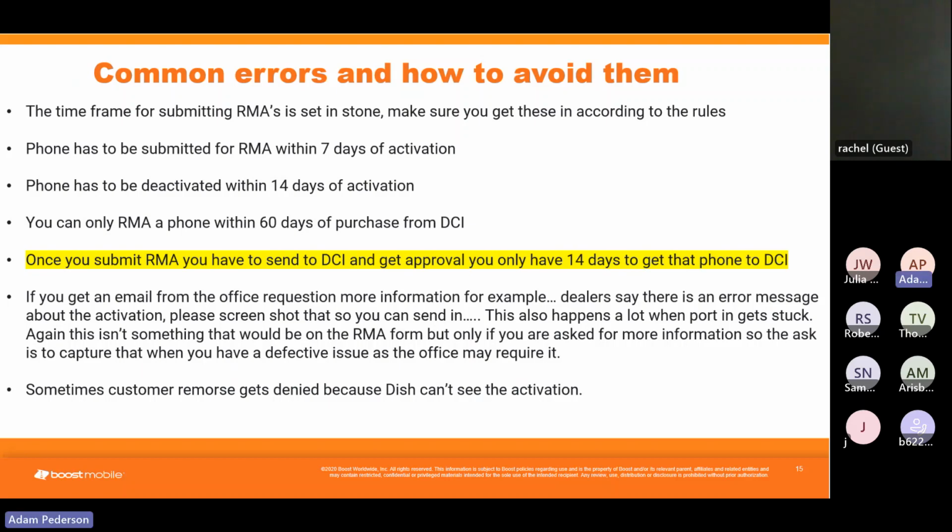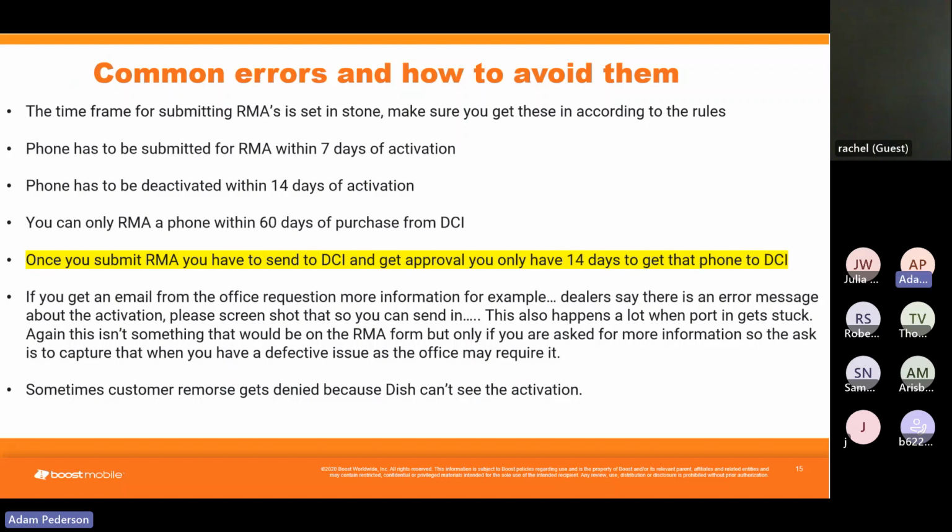So if you submit it for an RMA within 7 days but didn't deactivate it right away, you've got a little bit of leeway, but you only have 14 days total. That should be done before you submit the RMA. You can only RMA a phone within 60 days of the purchase from DCI. So that goes back to making sure you do first in, first out for your inventory.